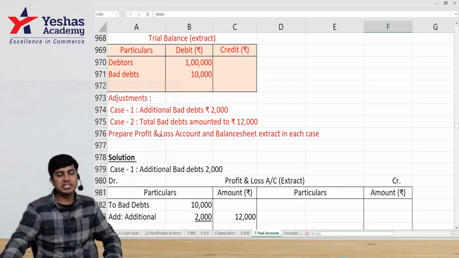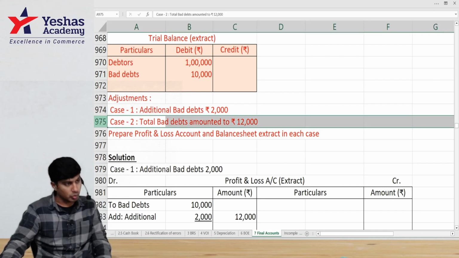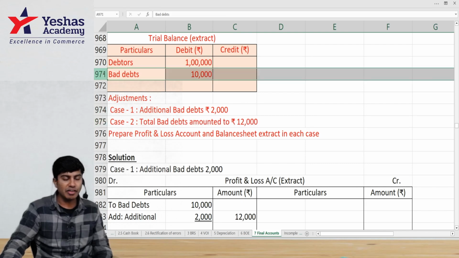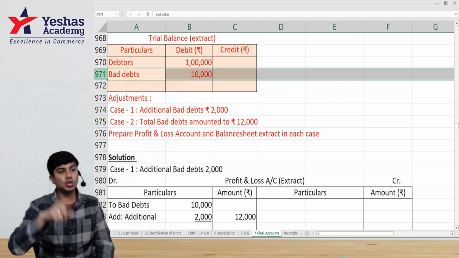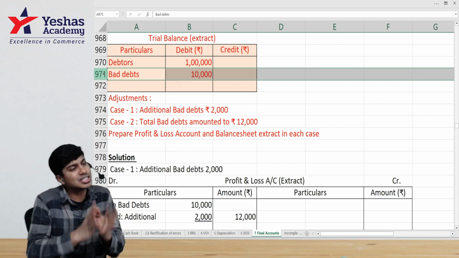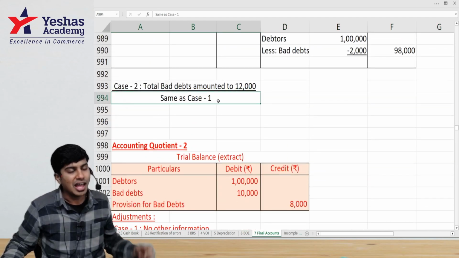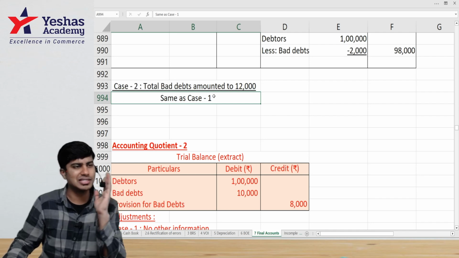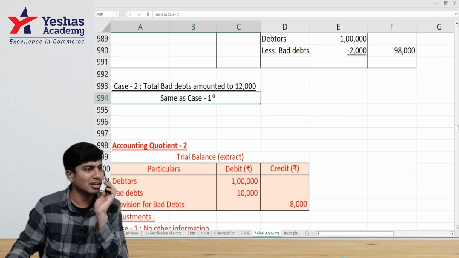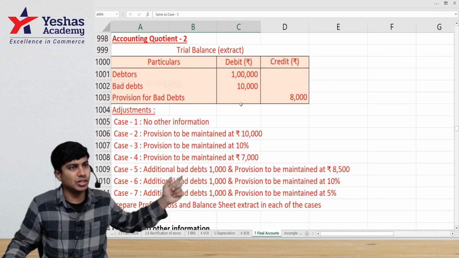The same thing can be given slightly differently. Even if they mention total bad debts amounted to 12,000, it means we have already recorded bad debts of 10,000. Totally the bad debts is 12,000, meaning additional bad debts is 2,000. So in case 2, though the question is different, the answer is the same as case 1. There's nothing new about it. Let's do another new question. Take down this question.